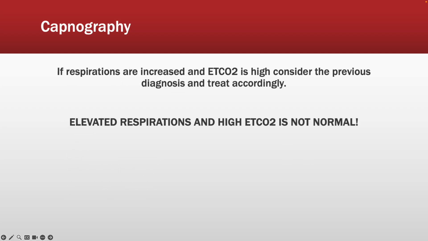If respirations are increased and EtCO2 is high, consider previous diagnosis and treat accordingly. Elevated respirations and high CO2 is not normal. So don't think that it is, but that's the body's way of compensating, right? If you got diabetic ketoacidosis, you're going to have high blood sugar levels. You're going to see Kussmaul's respirations. They're going to be very deep, very rapid, very fast, right?